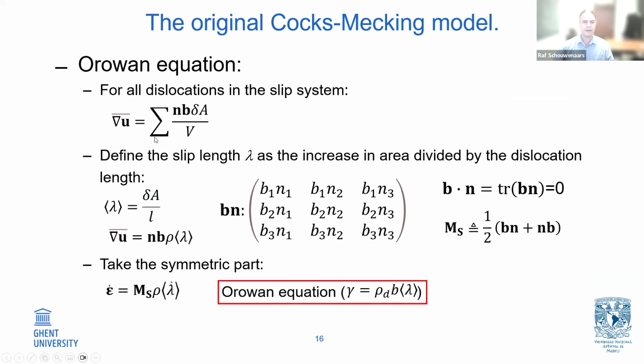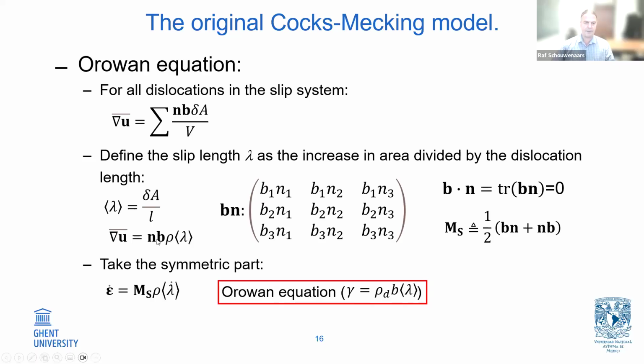So we do this for all dislocations in the slip system. We sum and we define the slip length, as is the case in the Kocks-Mecking model, as the increase in area divided by the dislocation length. So we do this, we elaborate, we take L to the left, we put that the length in a volume divided by the volume is the density, and the area goes away. We are left with n b, dislocation density, times slip length.